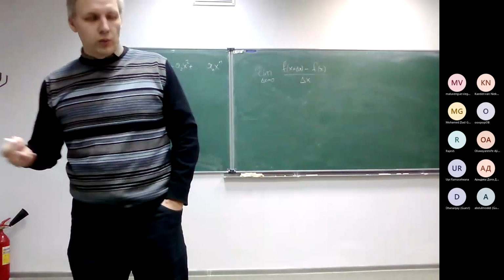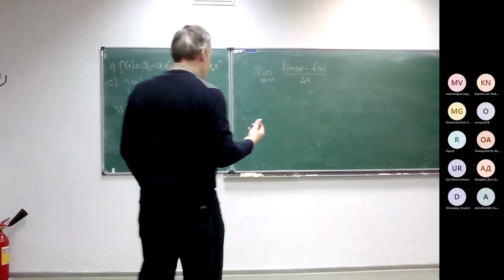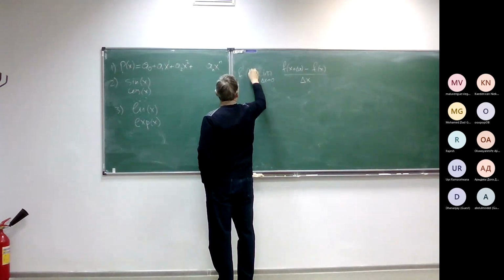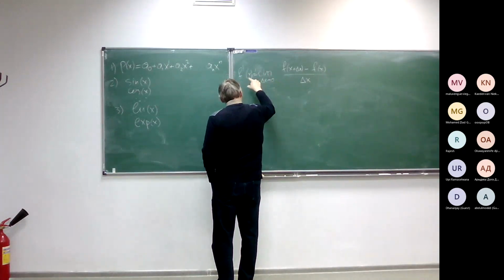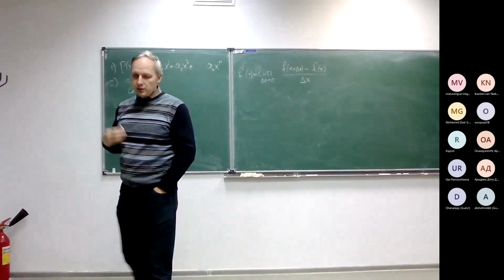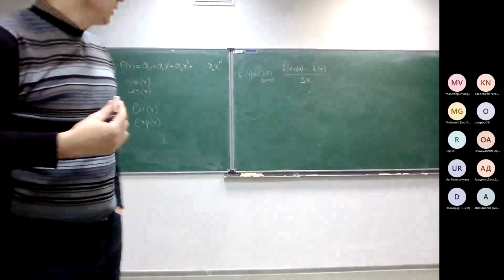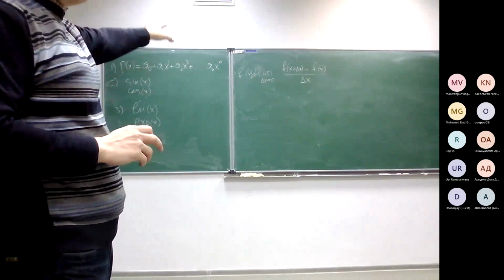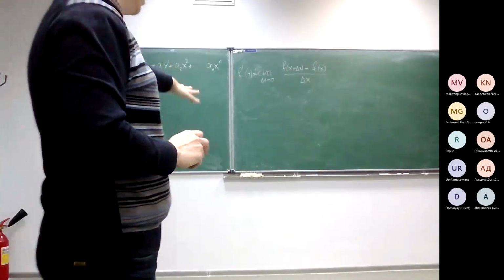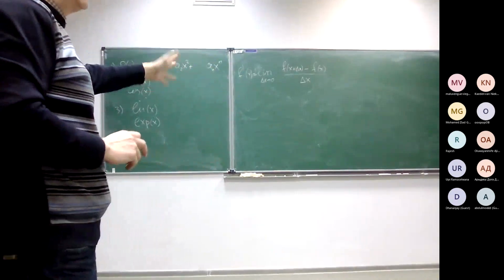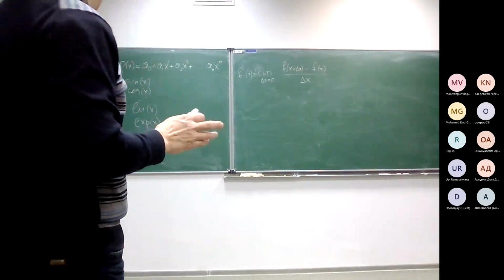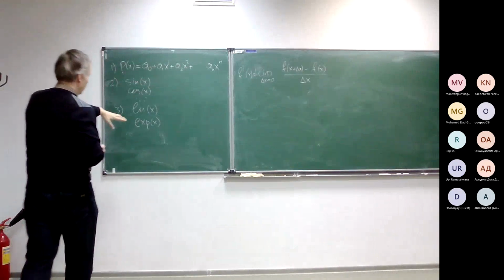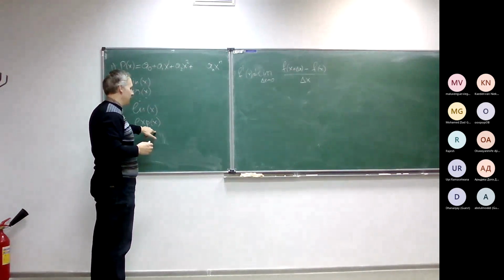And this new function is called the derivative at the point x. If this limit exists, this function is called the derivative. For these simple classes of functions, the correspondences with derivatives are known and more or less simple. Let's start from the last one.